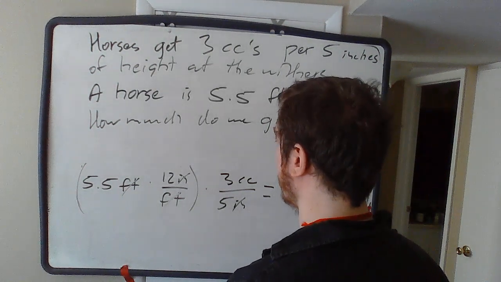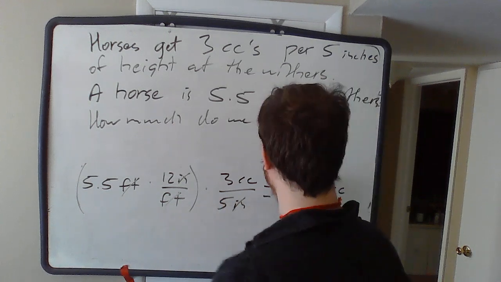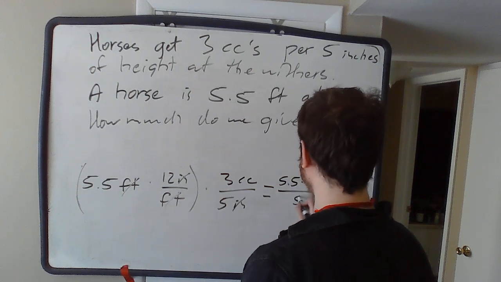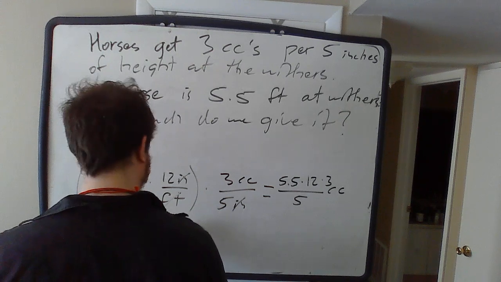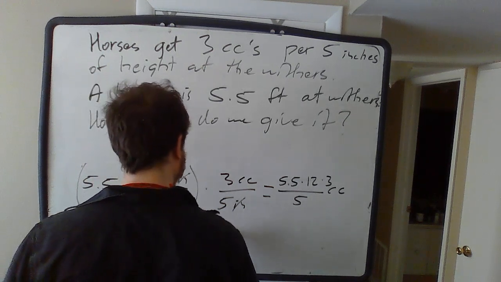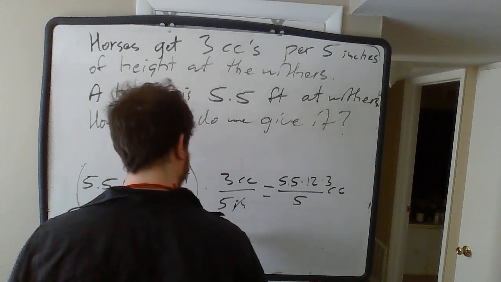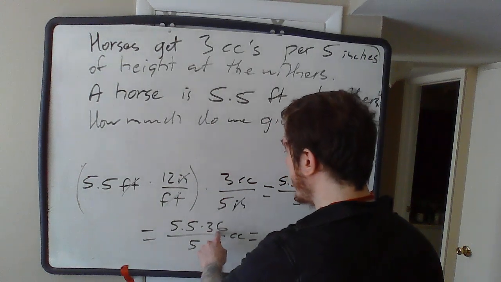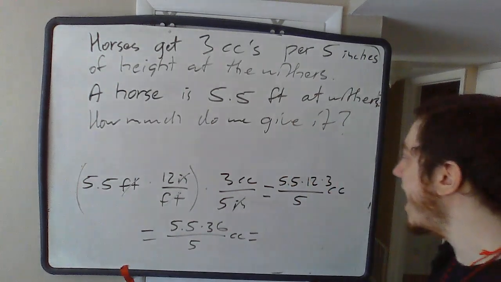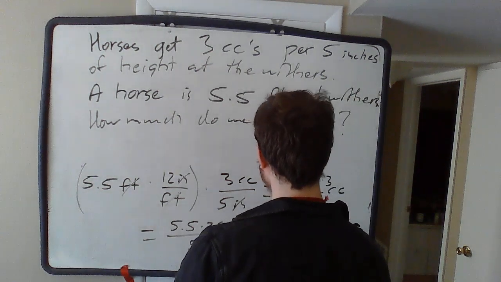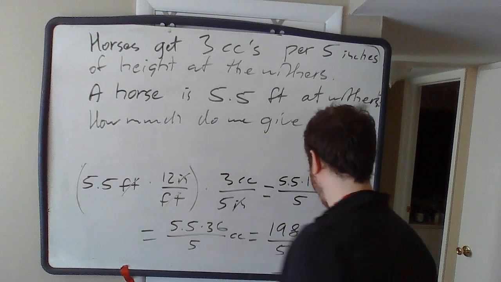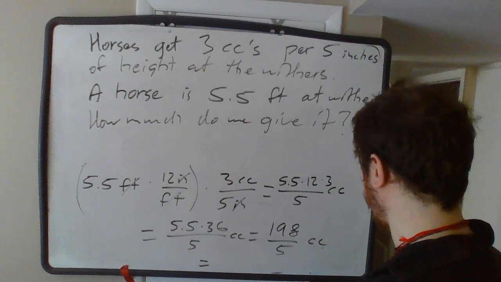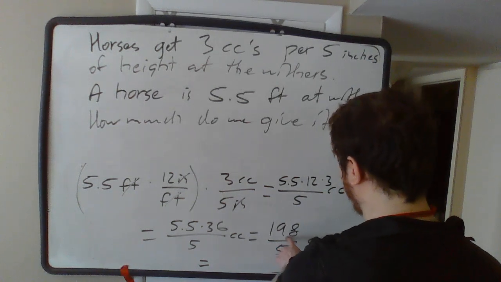Now, let's see if we can multiply this whole thing out. So we're going to get 5.5 times 12 times 3, all divided by 5. So this is going to become 5.5 times 36 divided by 5 cc's. So 5 times 36 would be 180, and another 0.5 times 36, that would add 18. So this becomes 198 over 5 cc's, and that is going to come out to be, let's see, if I divided this by 10, I would get 19.8.